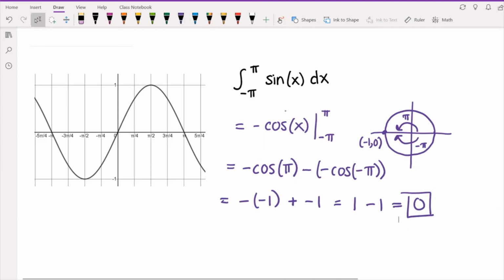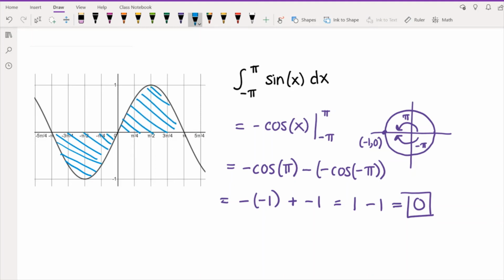So how could we have been able to tell that that integral was equal to 0 without actually going through and evaluating it? Well, looking at the graph of sine of x, notice that if we're going from negative pi to pi, we have one part of the graph that is below the x-axis and one part that's above, and they're equal areas to each other, right? Because of the symmetry of the graph. And so basically the positive and negative parts are canceling each other out. And so that's why we get 0.